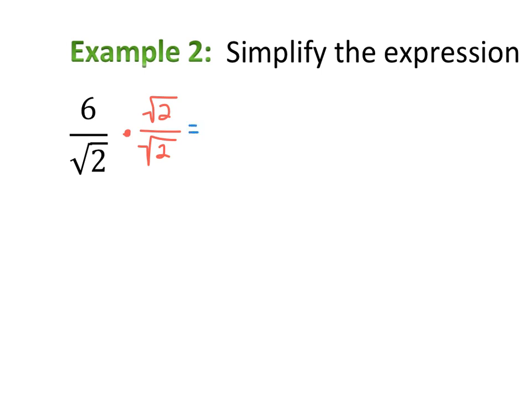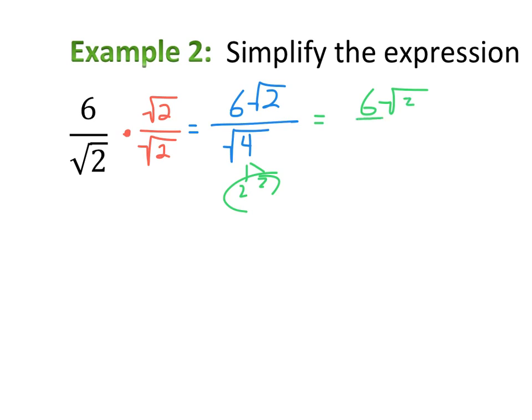And notice radical 2 divided by radical 2 is 1. If I do this, 6 times radical 2 is 6 radical 2, over radical 2 times radical 2, which is radical 4. After you do the multiplication, try to simplify any radicals. Radical 4 is 2. The top one can't be simplified. So it becomes 6 radical 2 over 2. And last step, reduce the fraction if you can. So I can reduce into 3 radical 2. And that's it. 3 radical 2 is the answer. Nothing else can be done.